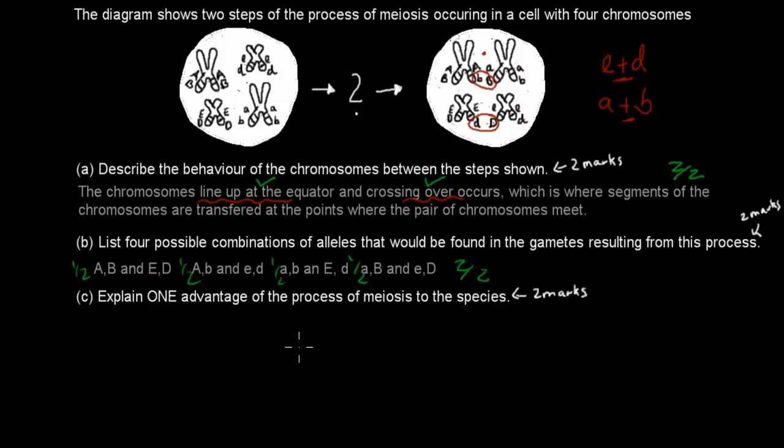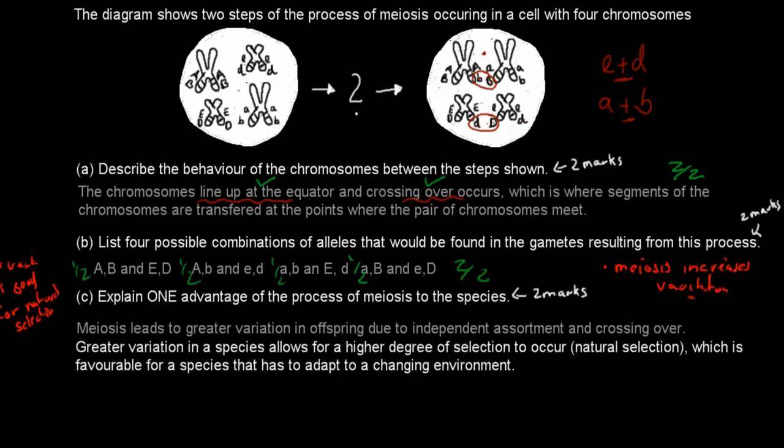The last point was: explain one advantage of the process of meiosis to these species. So for the last one, what I talked about was that meiosis increases variation. But that won't get you full marks yet, because you still have to link variation to why variation is actually a good advantage. So then I said that variation is good for natural selection, and that would get you your full marks. So first we said that it increases variation, and then we say that variation is good for natural selection.